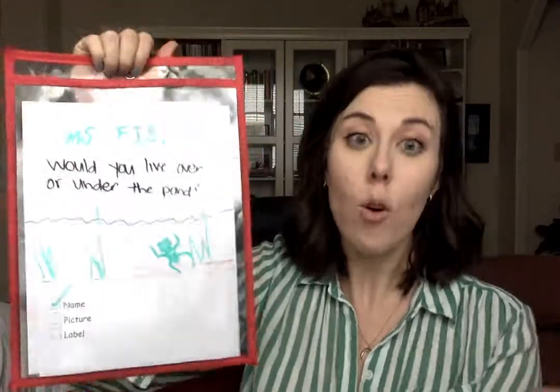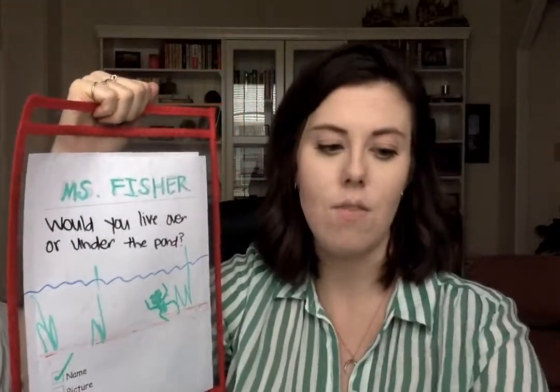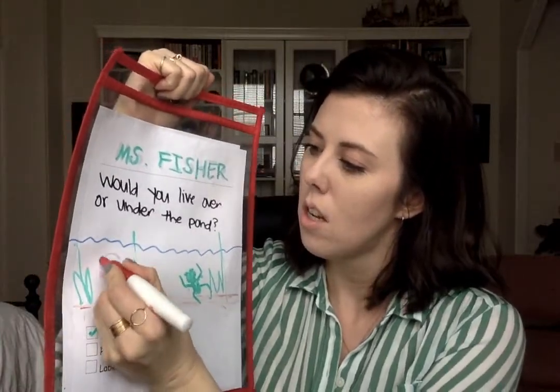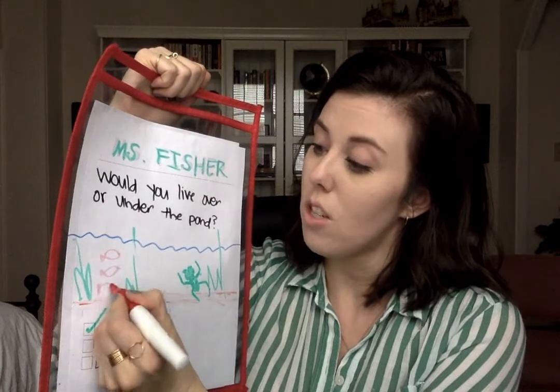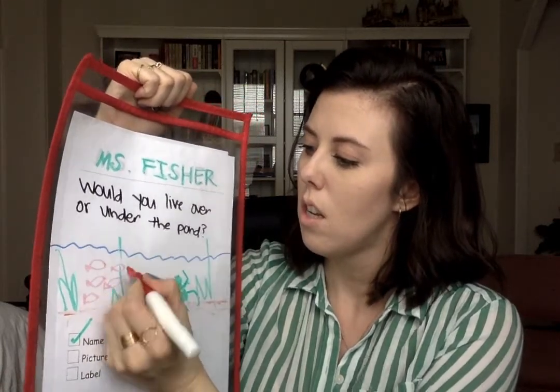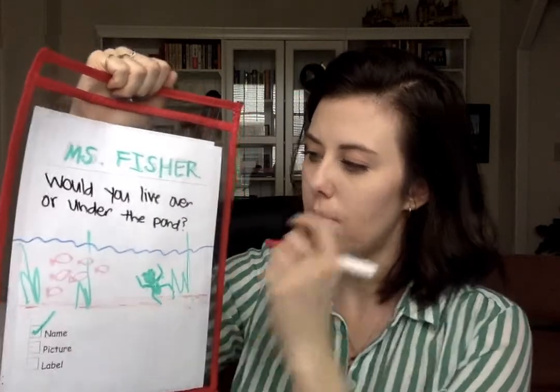And some fish. Of course, we can't forget the fish. Lots of different kinds of fish live under the pond. So I can draw some fish. I can draw lots of fish. When there's a lot of fish together in a group, that's called a school of fish. So I will draw a whole school of fish.